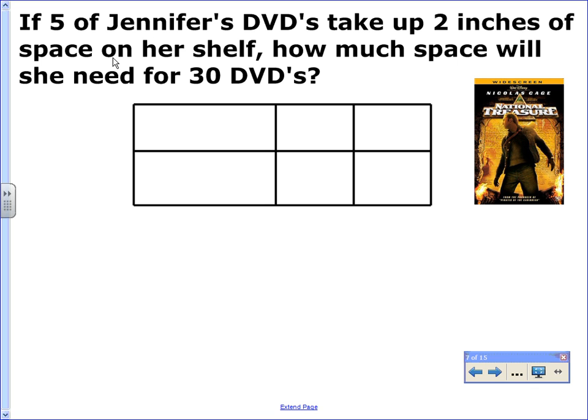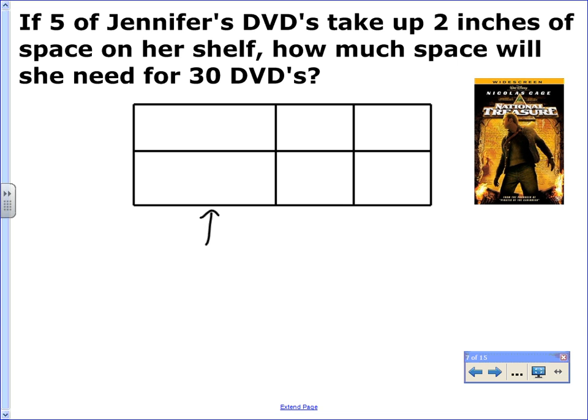So let's go ahead and talk about some word problems. This one says, if Jennifer's DVDs take up 2 inches of space on her shelf, how much space will she need for 30 DVDs? What's important here is you've got 3 parts, and this is called a proportion box, and you guys are probably familiar with these if you're in my class, and if not, then you'll be familiar with them from this video.